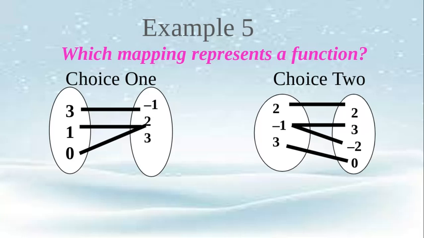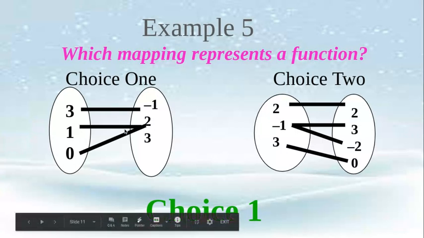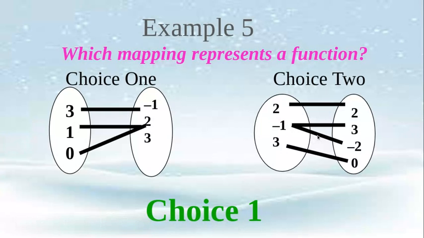So let's look at these two. Which mapping represents a function? Choice 1 or 2. So pause the video, look at it, you decide which one is a function, which one is not a function. So which one is a function? Choice 1. Choice 1 is a function. Why is it a function? Because there's only 1 arrow leaving each one. If you look at choice 2, -1 has 2 arrows, can't have that, so not a function. So choice 1 was the function.